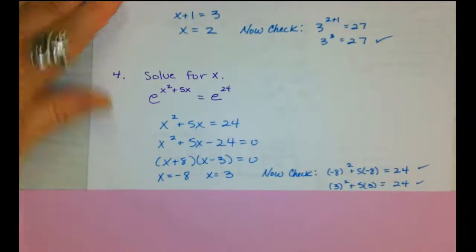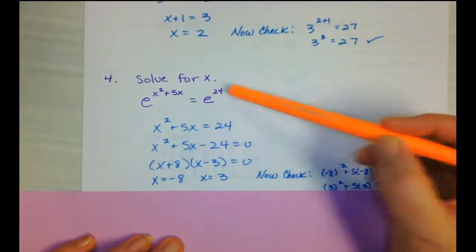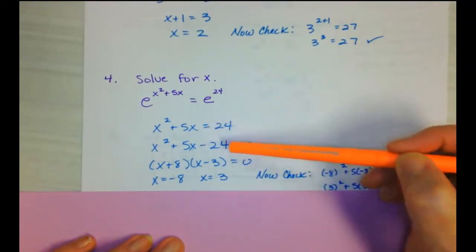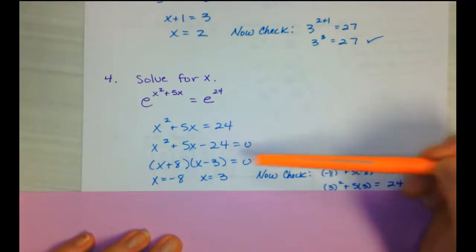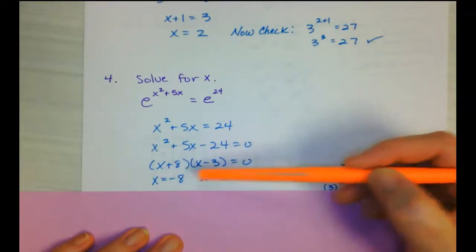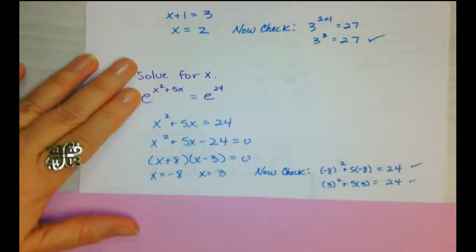The next one, both the bases are the same, so I can make the exponents the same. Move the 24 over, so I have a trinomial. Factor the trinomial, so I get my factors set equal to 0, because we use that zero product property. Then I can set this factor to 0, which means x equals -8, and this factor to 0, which means x equals 3. And so now I can check those two.